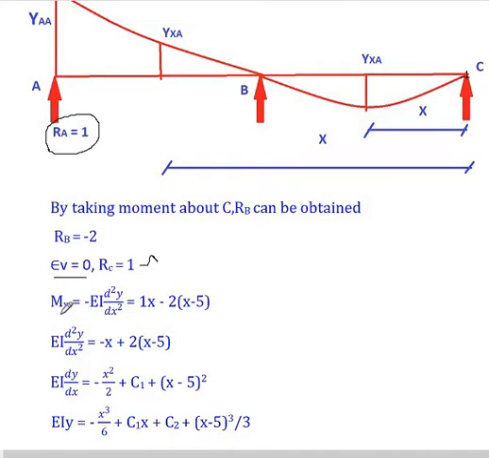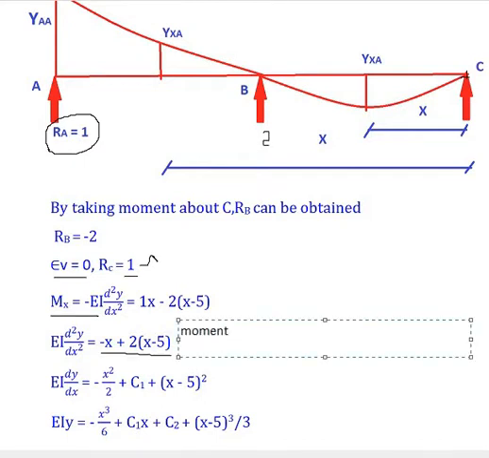First we have to take the moment about x. Here the reaction is RC into x. As you know, the value of RC is 1. So 1 into x minus, as we know the RB value is 2, so the next term is 2 into x minus 5. Next, minus EI d squared y by dx squared is x minus 2 into x minus 5, but plus EI d squared y by dx squared is equal to minus x plus 2 into x minus 5. So this is the moment equation.